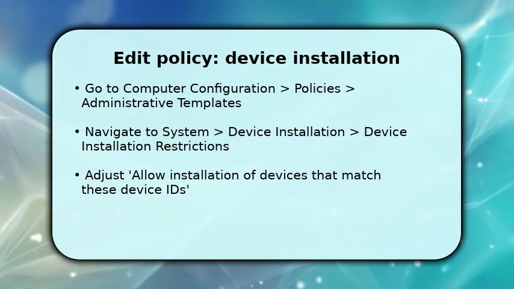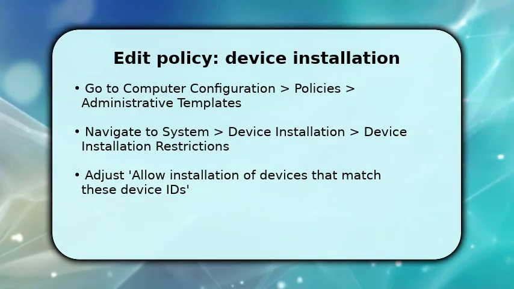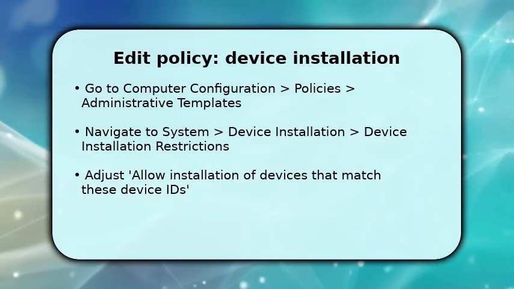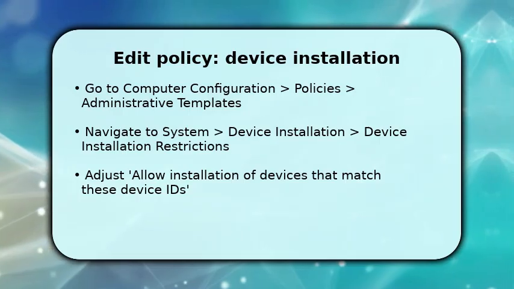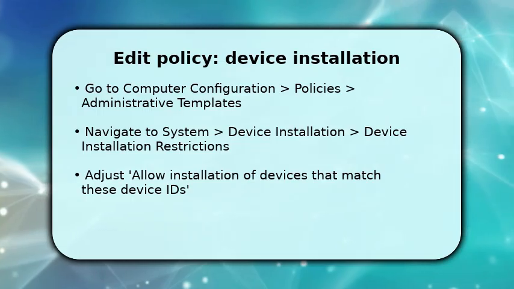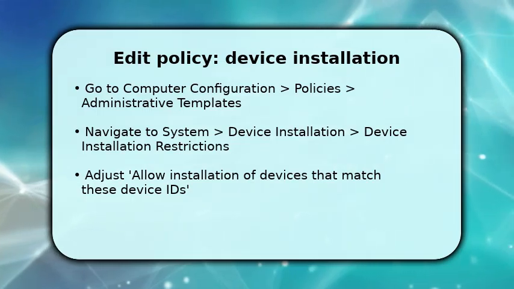You now edit the GPO. Go to Computer Configuration, Policies, Administrative Templates, then System and Device Installation Restrictions. Once there, enable the policy to allow installation of devices that match specified device ID.